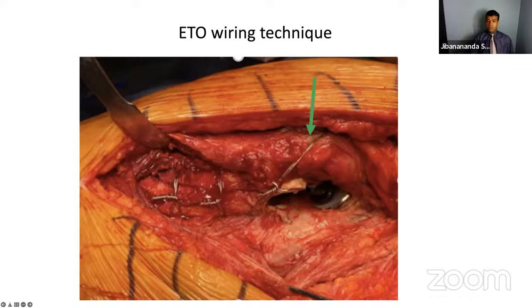If you have done it before, you would see that the migration is typically anterior. The abductor pulls it more anterior. So I use this loop posteriorly, and this wire goes right through the abductor muscles. I use a wire passer to pass it through the abductors, and it tends to hold from any superior migration as well as anterior migration.